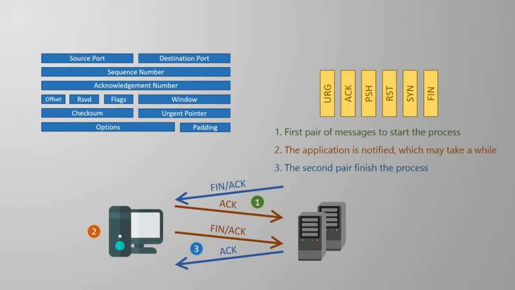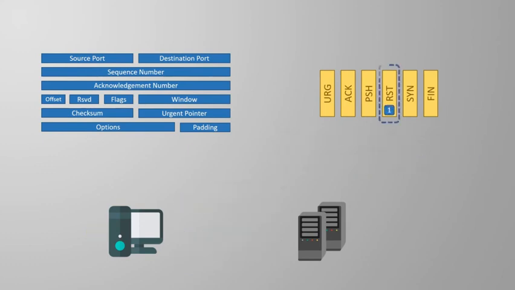Now, the second way to close a connection. This is the non-graceful method. One device will need to close a connection and send a TCP segment with the RST flag. This means connection reset. And that's it. There's no graceful waiting for the application, there's no acknowledgements, the connection is just dropped. This type of closure would only happen if there's an error.